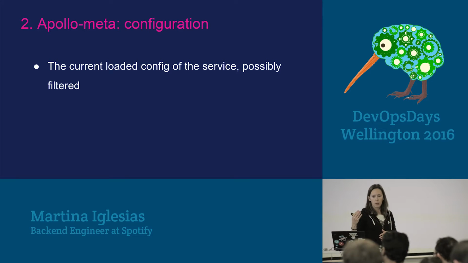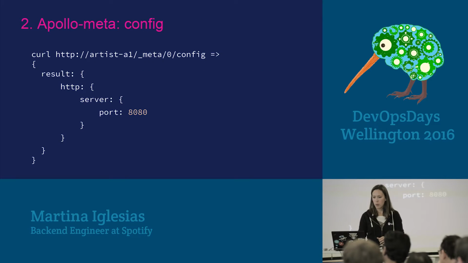So the good thing about this endpoint is that you always get the source of truth about what configuration your service is using. So if you make a request to /meta/0/config, you get back the JSON that the service is actually using.